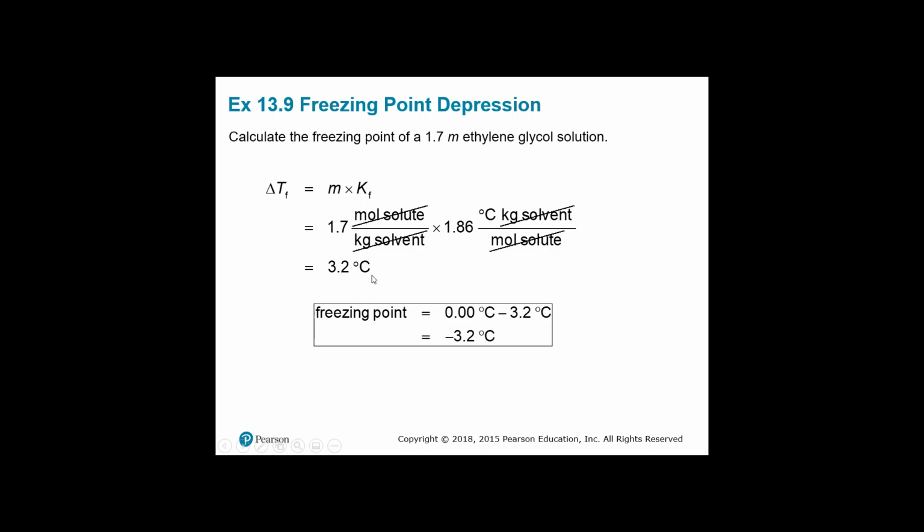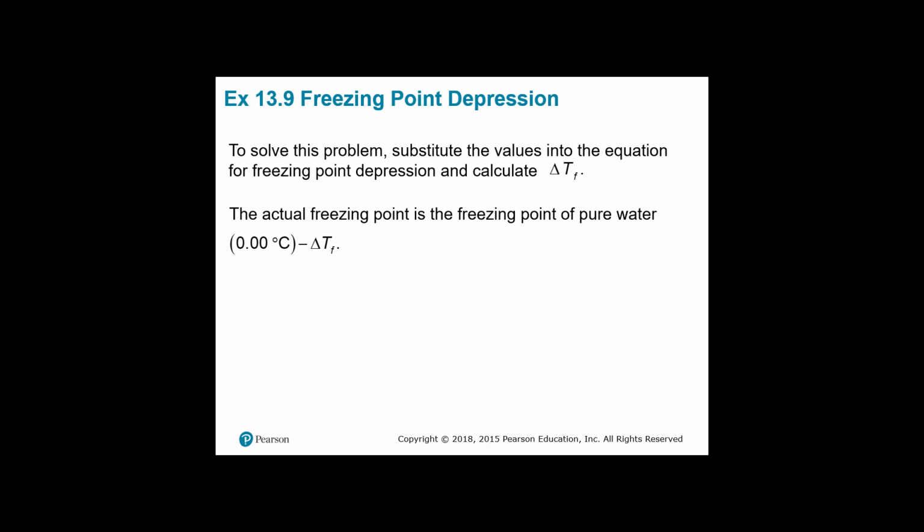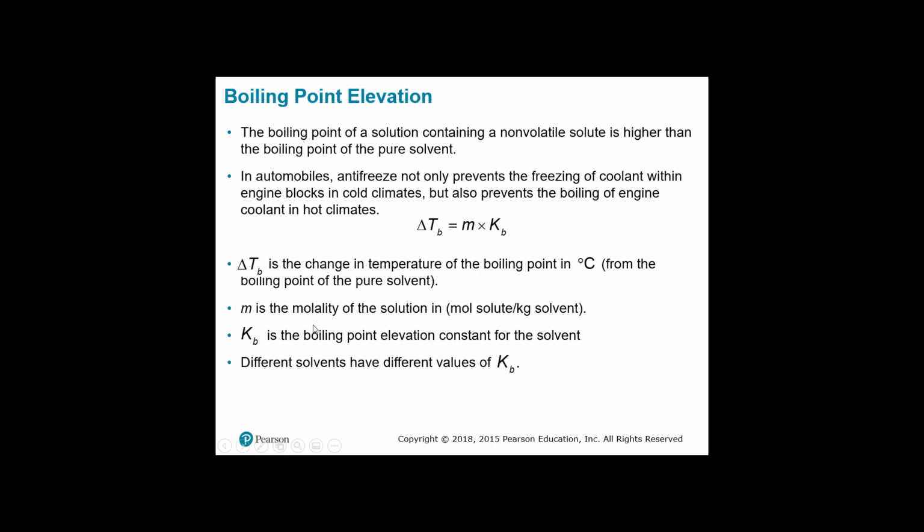But that's not the correct answer, because water freezes at 0 degrees. So we need to know the actual temperature after adding this amount of solute. Water is at 0 minus the change in temperature that's been calculated here, and the freezing point will occur at negative 3.2 degrees Celsius. So that's how to set it up with the actual temperature. This is done in two parts.